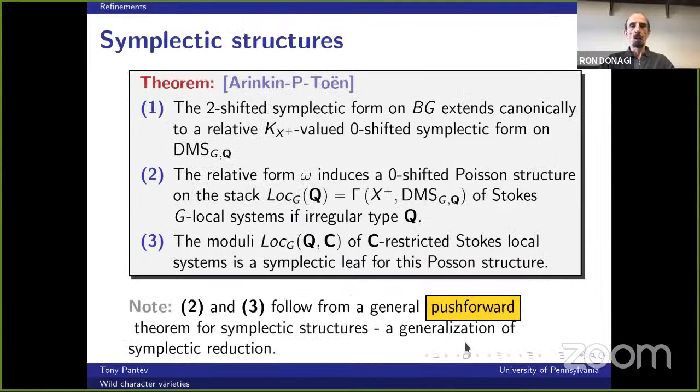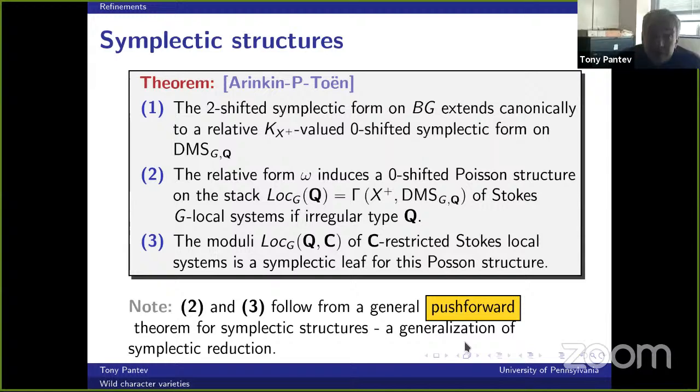Okay, so let me just tell you the theorem. The theorem is that the two-shifted symplectic form on BG that I described before, corresponding to the Killing form, extends canonically to a relative, X-valued zero-shifted symplectic form. That's the statement we were just discussing. The relative form induces a zero-shifted Poisson structure on the derived moduli of Q-type Stokes local systems. And the symplectic leaves are exactly the C-restricted Stokes local systems.